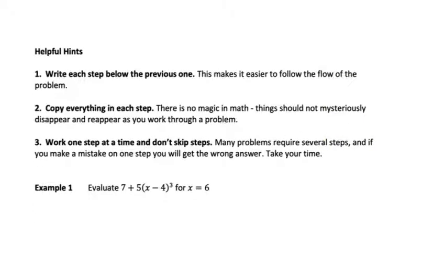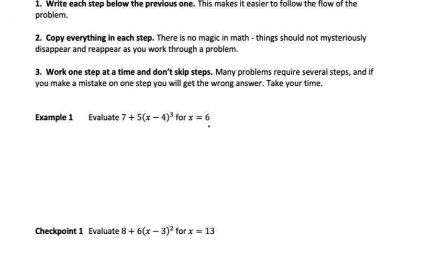Some helpful hints: write each step below the previous one. This makes it easier to follow. Copy everything in each step, just kind of in general. There's no magic in math. Things should not be mysteriously disappearing and reappearing. Make sure that you have everything copied down because it's easy to lose things, especially things like negative signs. And work one step at a time and don't skip steps. Many problems require several steps, and if you make a mistake on one step, that'll lead you to get the wrong answer. So take your time, don't rush, do one step at a time, and you'll get the right answer.